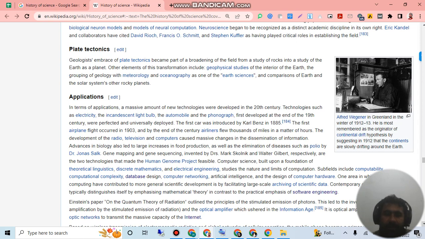The first airplane flight occurred in 1903, and by the end of the century, airliners flew thousands of miles in a matter of hours. The development of the radio, television, and computers caused massive changes in the dissemination of information. Advances in biology also led to large increases in food production as well as the elimination of diseases such as polio by Dr. Jonas Salk.